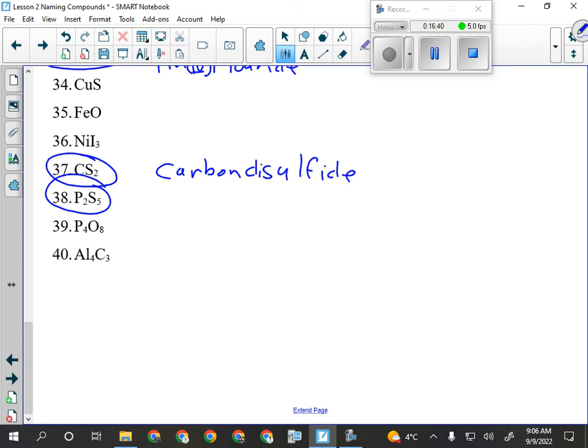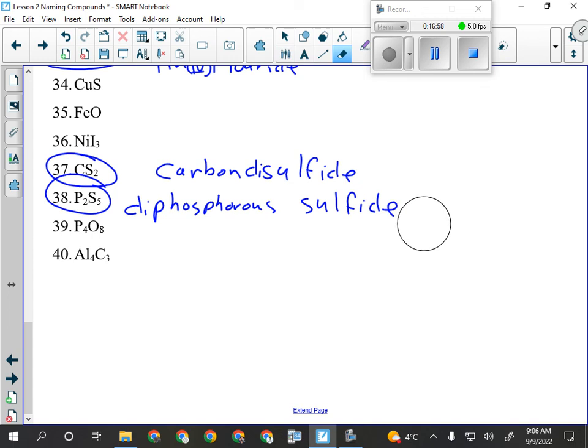And then for number 38, okay, P stands for phosphorus. S stands for sulfide. All right, and the prefixes we need, this time we would put a prefix on the first one because it's not mono. Okay, and then for sulfide, penta. Well, I didn't give myself enough room, so.